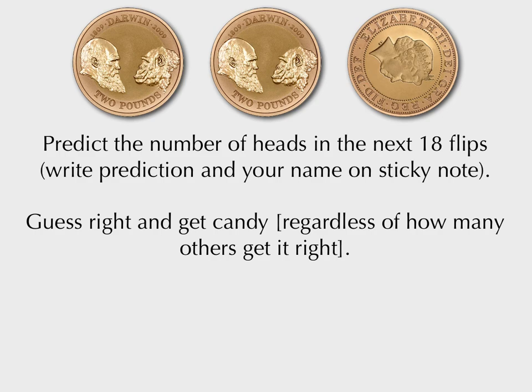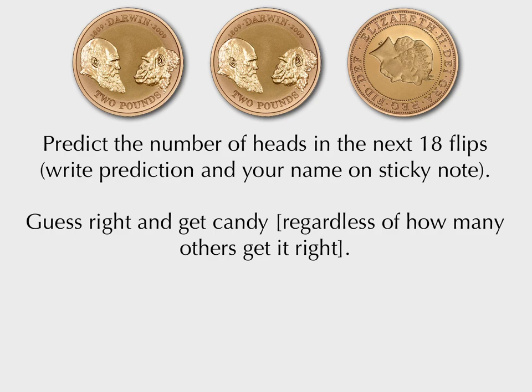Heads means the number of heads seen, not the number of heads that are actually on. Sorry, I should have put it up. Yeah, this is a penny. I should have changed the image. So it's the probability of getting, on the next 18 throws, how many heads. I'll flip it 18 times, and if it gets equal numbers of heads and tails, it'll be 9. Yes, not 18 times 3.